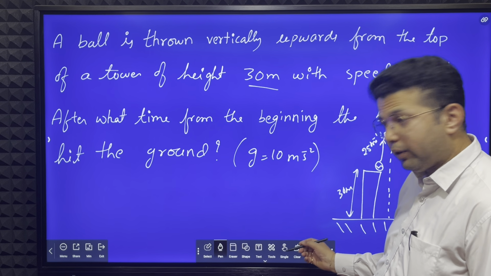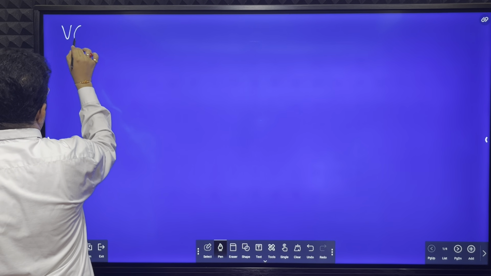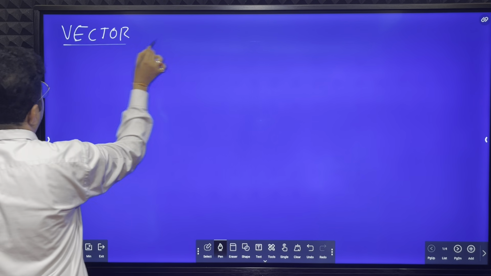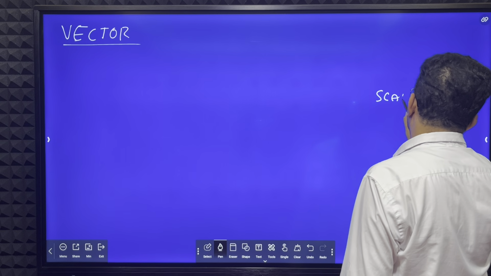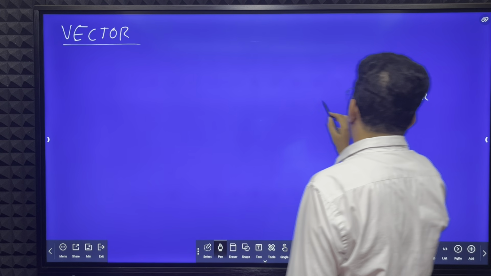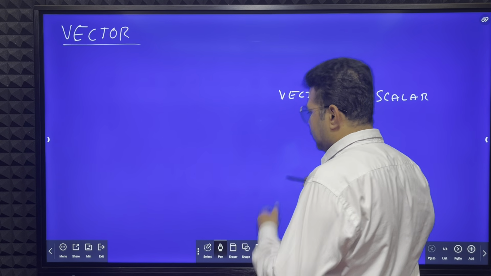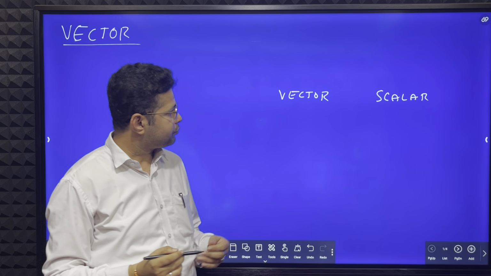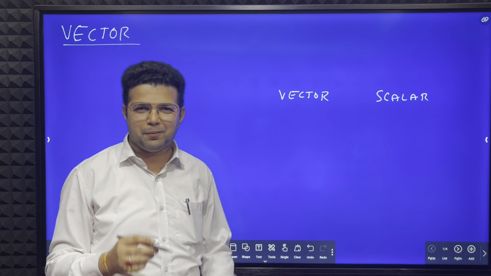Now we will discuss vectors. What is a vector? There are two types of physical quantity. One type of physical quantity is scalar, and a physical quantity can also be a vector. What is a vector quantity? If a physical quantity has both magnitude and direction, it is a vector.